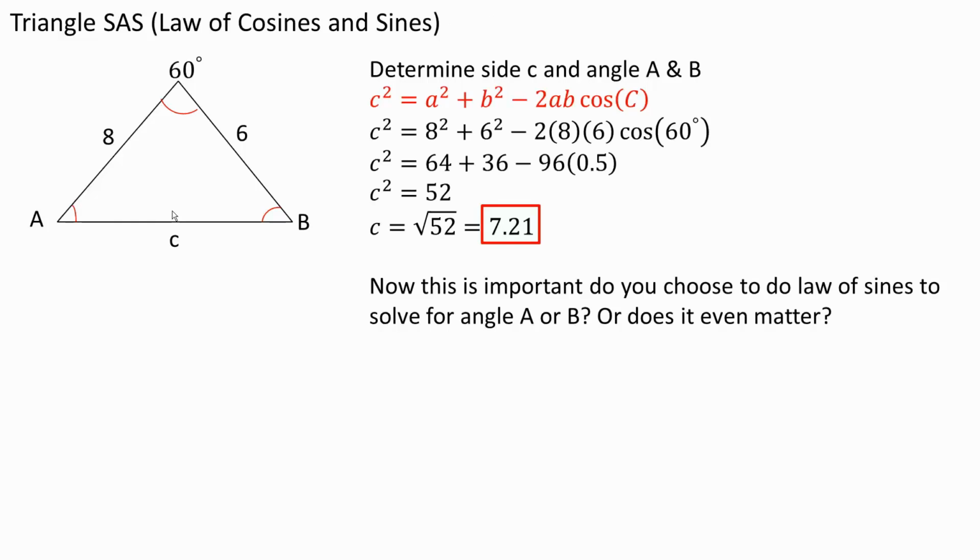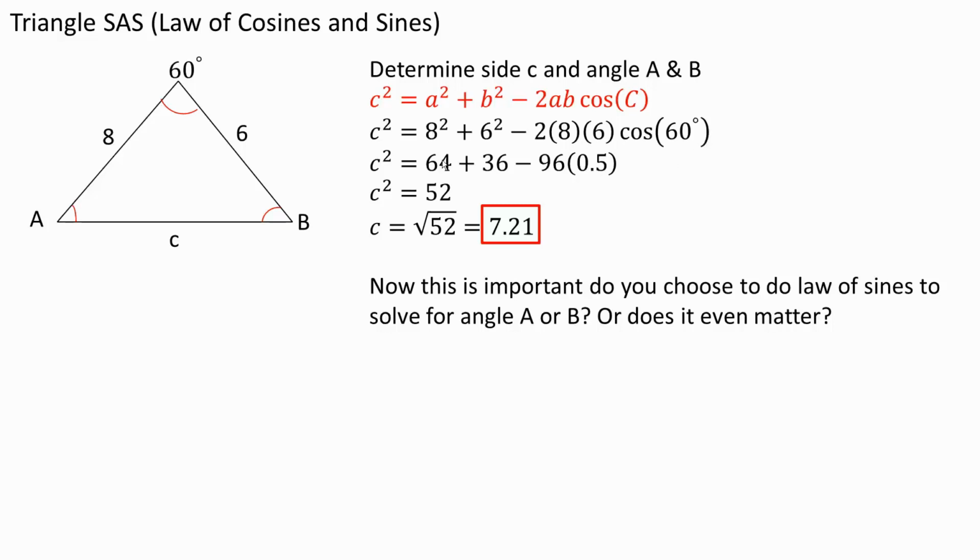So the first thing that I will do is solve side length C right here. And so we would use the law of cosines formula. So this angle A corresponds to side length 6. This angle B corresponds to side length 8. And this angle 60 degrees corresponds to side length C. So we will say that C squared is equal to 8 squared plus 6 squared minus 2 times 8 times 6 times cosine 60 degrees. And we know cosine 60 is 1/2.